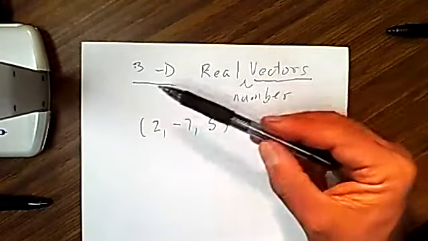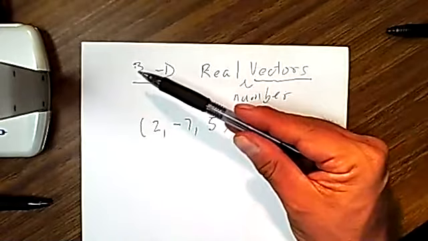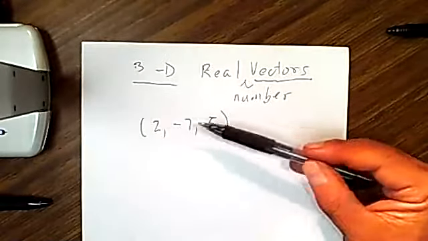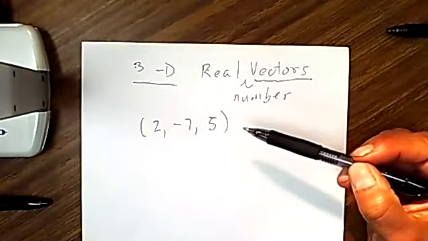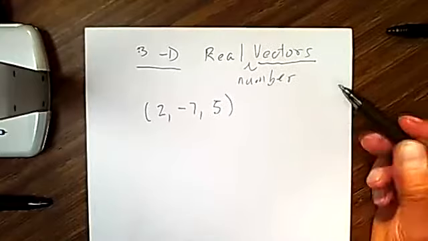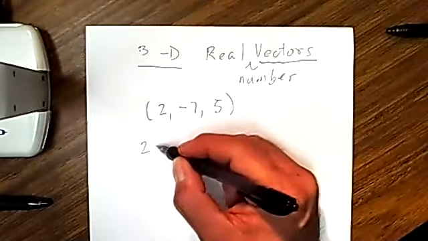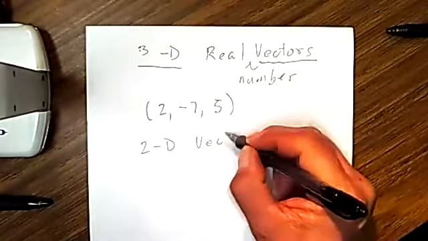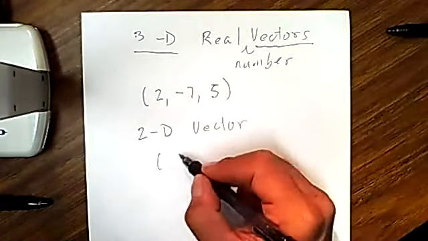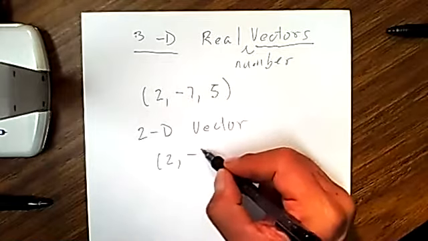As a matter of fact, oftentimes we don't even write down 3D because it is understood here in this notation that we have 3 dimensions for those vectors. We could have a 2D vector, and an example of that would be 2, -7.